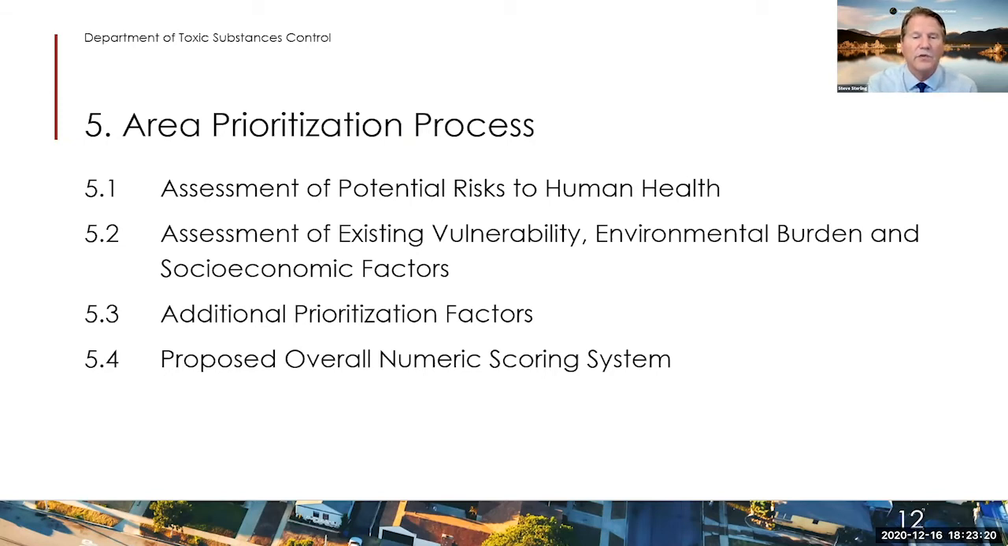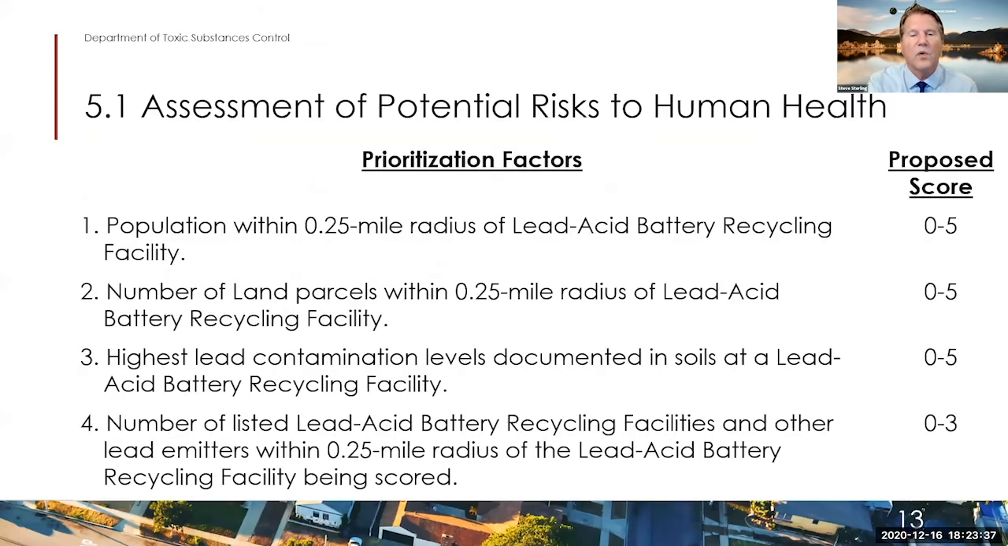What I would like to do now is walk you through a description of the various factors included in these 4 categories one by one. We will begin with the first category, assessment of potential risks to human health. Next slide, please. Before we get started on describing the factors in these categories, I would like to remind everyone that for your review, the area screening criteria and prioritization document is available on the LABRIC site screening webpage.